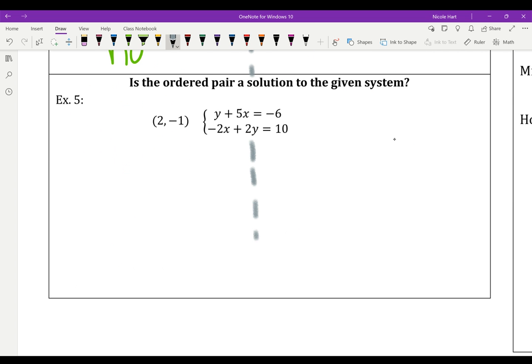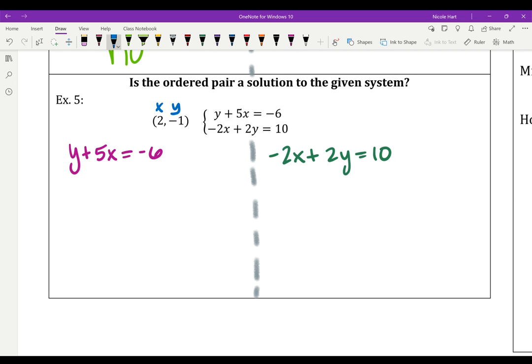Here, again, I'm going to do the same thing. I just find this is easier than solving the equation if I'm given the opportunity to just plug it in. We have y plus 5x equals negative 6 on one side, and negative 2x plus 2y equals 10 on the other side. Again, we have our x and y values. We're going to plug those in. y is negative 1 plus 5 times 2 equals negative 6. 5 times 2 is 10. Negative 1 plus 10 is 9 equals negative 6.